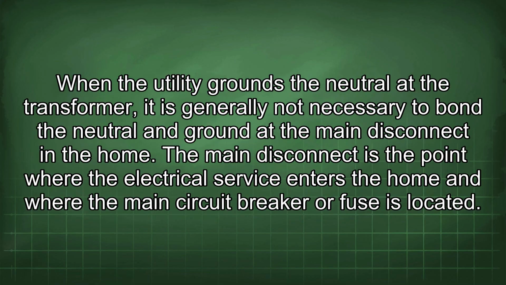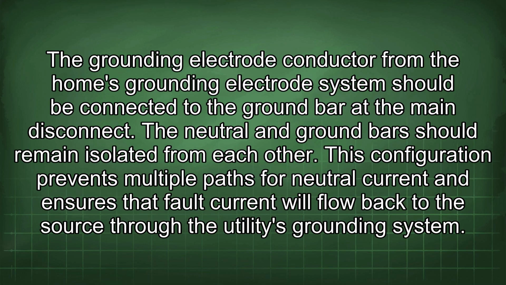When the utility grounds the neutral at the transformer, it is generally not necessary to bond the neutral and ground at the main disconnect in the home. The main disconnect is the point where the electrical service enters the home and where the main circuit breaker or fuse is located. The grounding electrode conductor from the home's grounding electrode system should be connected to the ground bar at the main disconnect. The neutral and ground bar should remain isolated from each other.